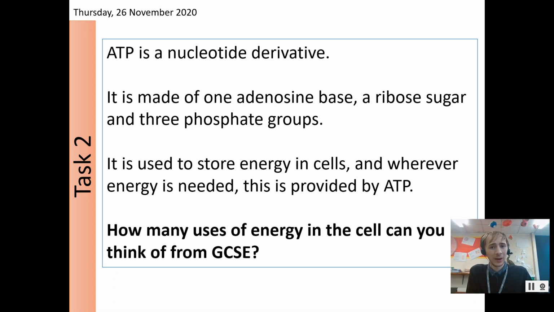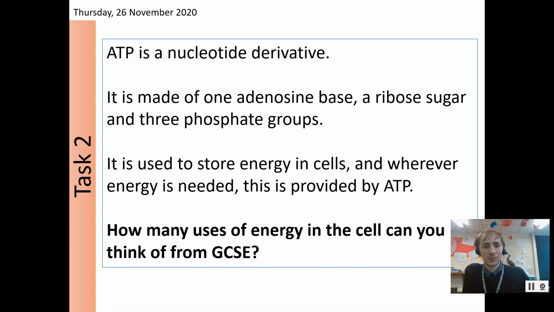We don't store our energy as ATP, we store our energy in the form of starch in plants and glycogen in humans. We store that glucose for the long term, and that can then be used to release ATP, and that ATP can be used to release energy. So perhaps better to word that as it is used to release energy in cells. There is no other form of energy release which we need to know about. ATP is the sole form of energy release. So when you're doing respiration, and in GCSE we learned we released energy, in actual fact what we're releasing is this chemical called ATP.